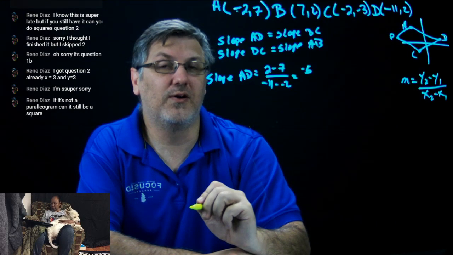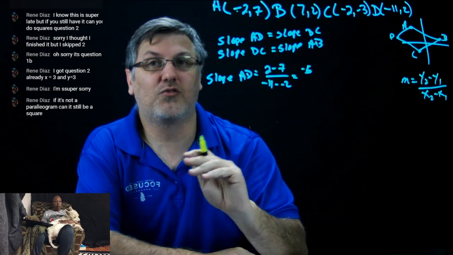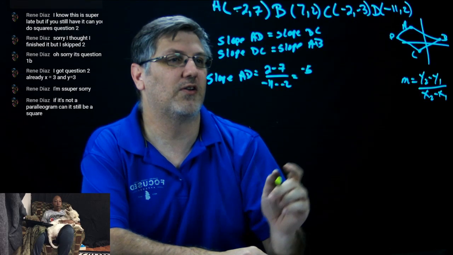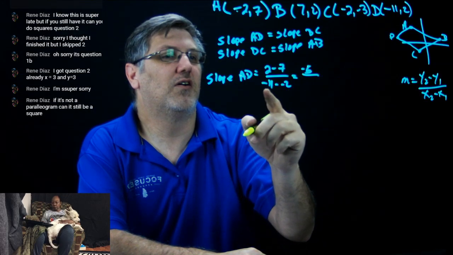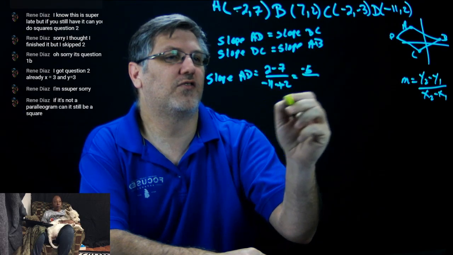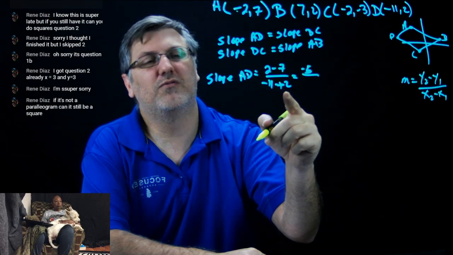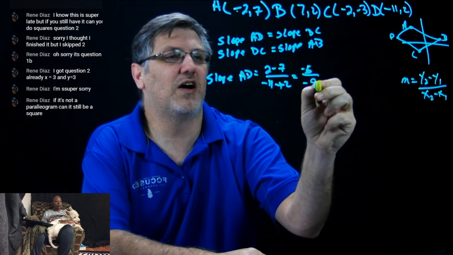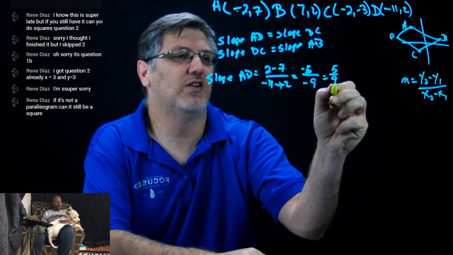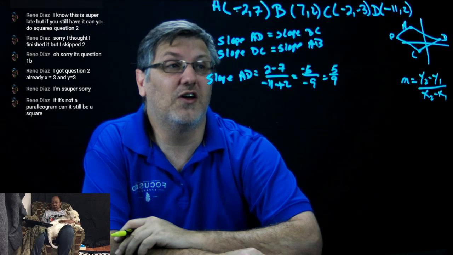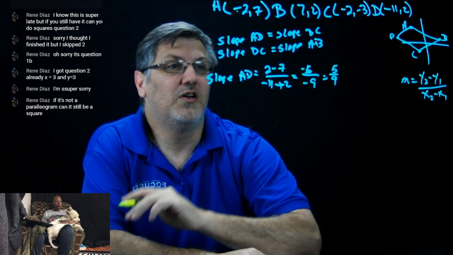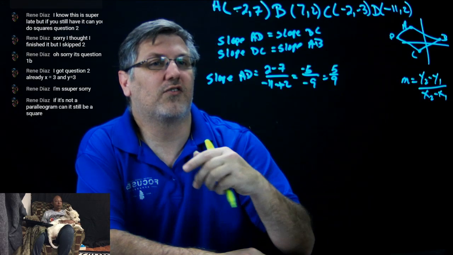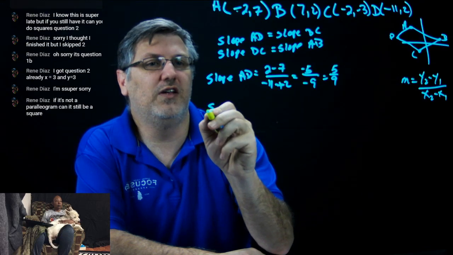If it's not a parallelogram, it can't be a square. A square is a parallelogram. It's a special parallelogram. And then this becomes plus, so what is that? -9, so this becomes 5 over 9. Okay, that's easy enough. So from here, we got the slope of AD. Let's do the slope of BC.